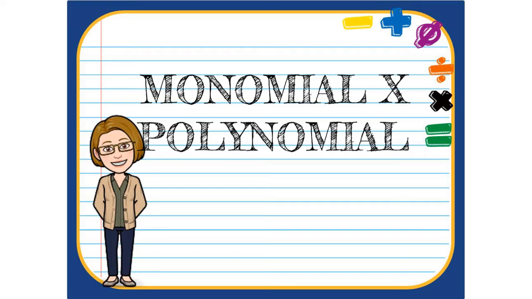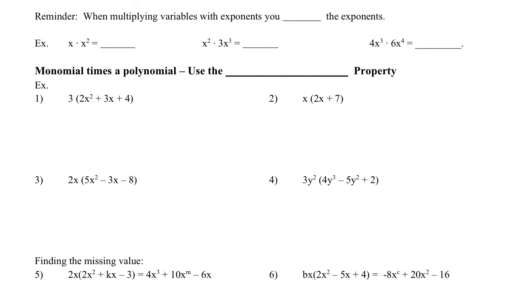We're going to take a look at a monomial times a polynomial, which is just kind of a fancy way of basically saying distribution. When we're multiplying a monomial times a polynomial, we're really just distributing, which means we're going to be doing just a couple of multiplication problems along the way. So one thing that we need to remember is how to multiply variables with exponents.